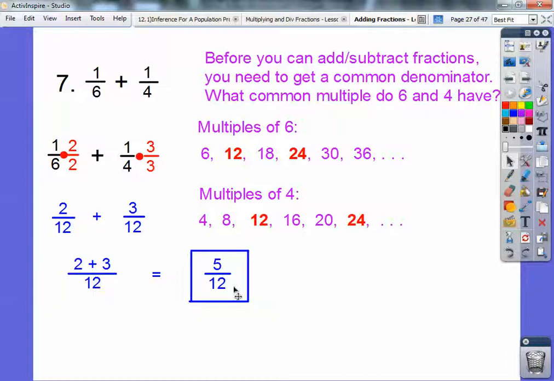The denominator is 12, so you get 5/12 on that. Okay? Remember doing that, you guys?